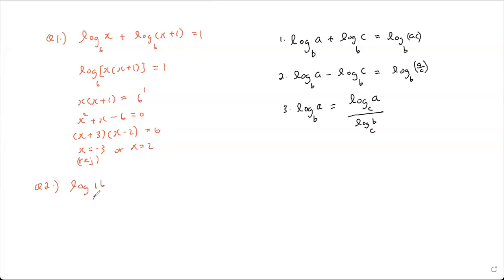Log 16 base x plus log 4 base x equals 2. This is very similar to the first question. I can combine this together. So 16 times 4 is 64, base x, and that is equal to 2. So 64 is x to the power of 2, and x is equal to 8 or negative 8. Again, negative 8 is rejected because we cannot have a negative base. Base cannot be 1 and it cannot be negative.